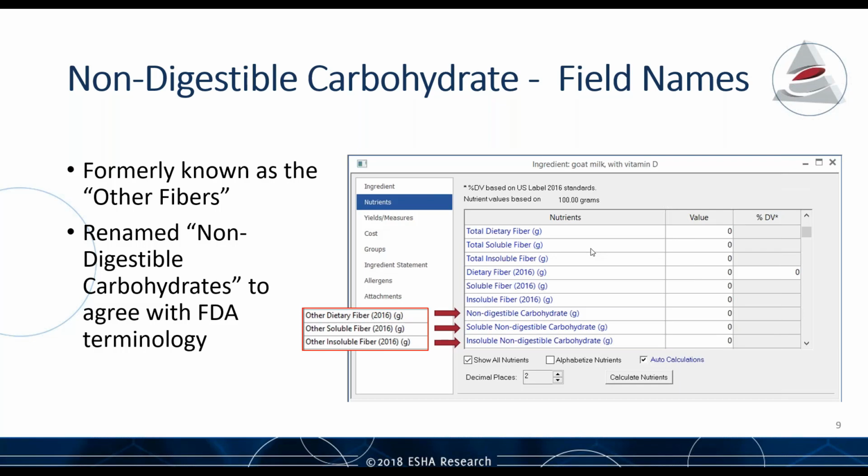Non-digestible carbohydrates contribute to the total carbohydrates in a food, and as part of the U.S. regulation, the FDA requires that manufacturers document beneficial dietary fibers as well as non-fiber components and other non-digestible carbohydrates in their formulas. In Genesis, we have renamed the non-fiber fields from other dietary fibers. So other dietary fiber, other soluble fiber, and other insoluble fiber were renamed to non-digestible carbohydrates, soluble non-digestible carbohydrates and insoluble non-digestible carbohydrates, so that those are in line with the FDA terminology.